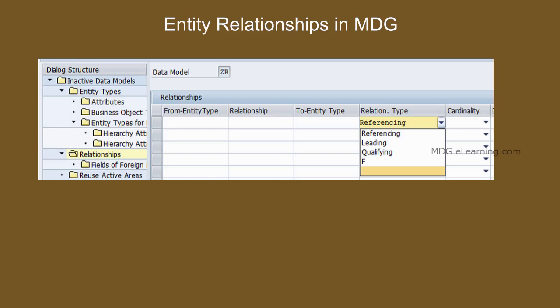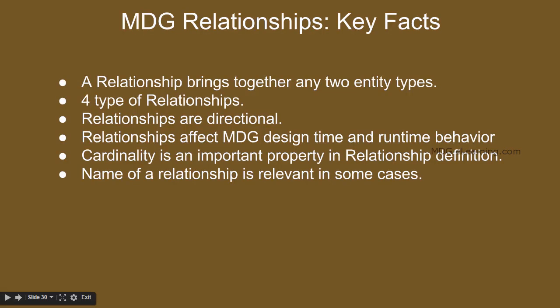Following are the types of relationships in MDG. In the rental car data model, we use leading, qualifying, and referencing relationships. Following are some key facts about relationships in MDG. We will discuss these key facts with examples from the rental car implementation. We will discuss the relationship types and their effect on MDG design time, table generation, and runtime behavior.